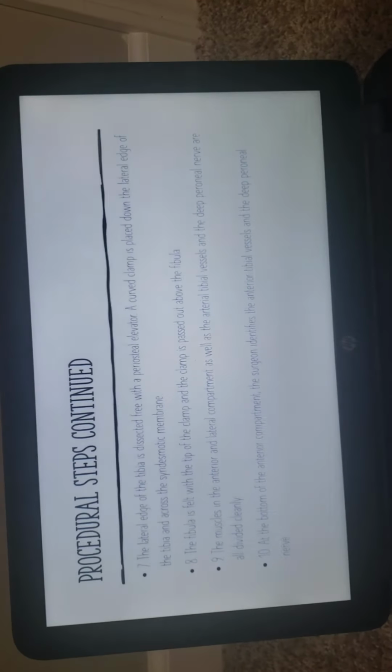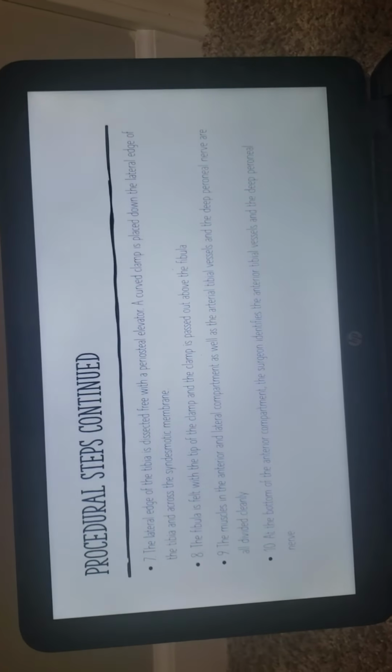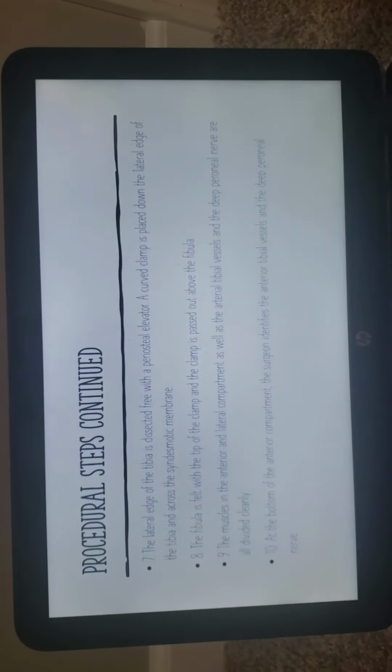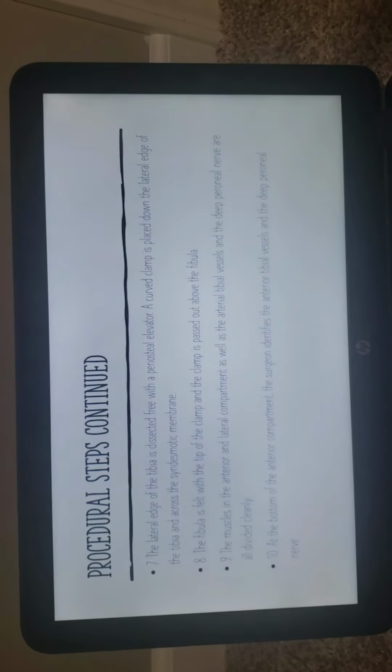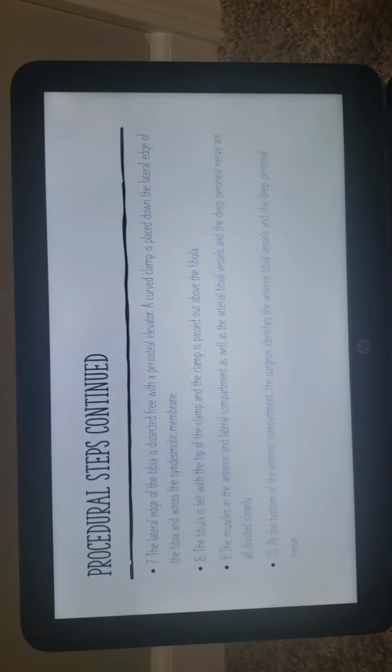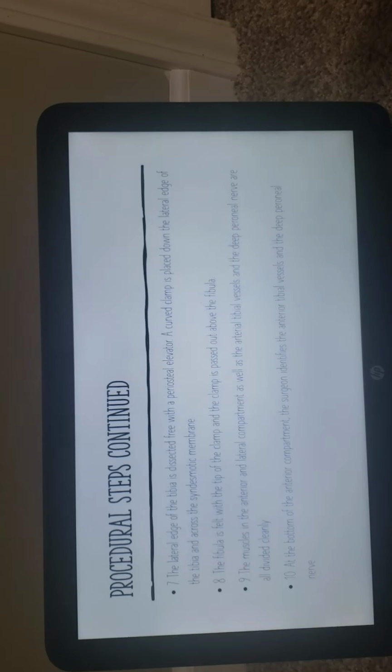Okay, number 7. The lateral edge of the tibia is dissected free with a periosteal elevator. A curved clamp is placed down the lateral edge of the tibia and across the syndesmotic membrane. Number 8. The fibula is felt with the tip of the clamp, and the clamp is passed out above the fibula. The muscles in the anterior and lateral compartment, as well as the anterior tibial vessels and the deep peroneal nerve, are all divided cleanly. At the bottom of the anterior compartment, the surgeon identifies the anterior tibial vessels.